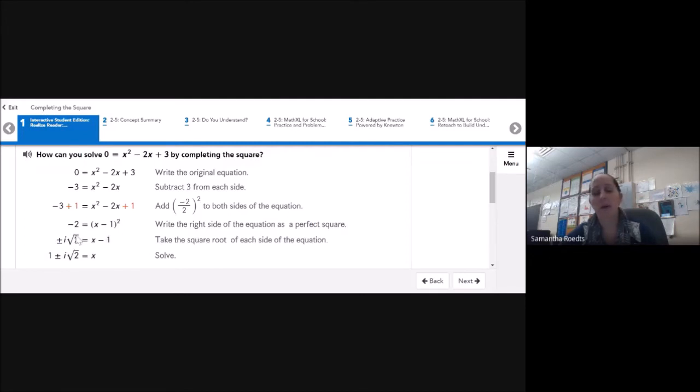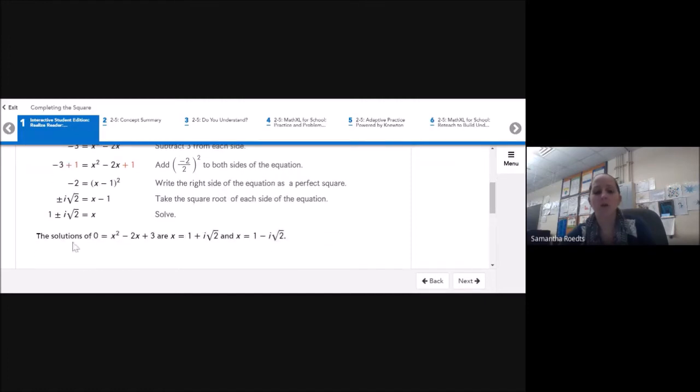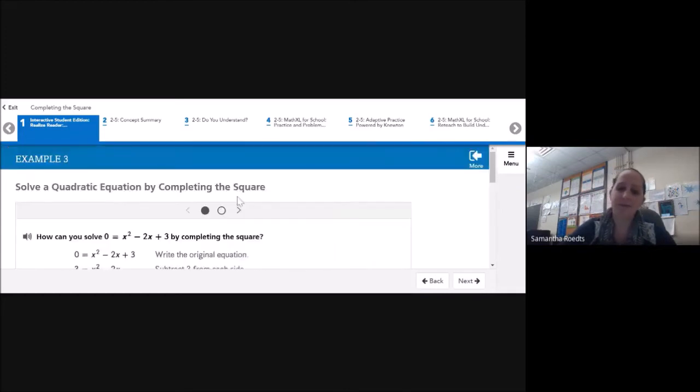This is a negative. So remember back to our imaginary numbers. The square root of a negative 1 gives me i. So plus or minus i square root 2 equals x minus 1, and then I add 1 to both sides. So I get 1 plus or minus i square root 2 equals x. So solutions of 0 equals x squared minus 2x plus 3 are x equals 1 plus i square root 2, and x equals 1 minus i square root 2.